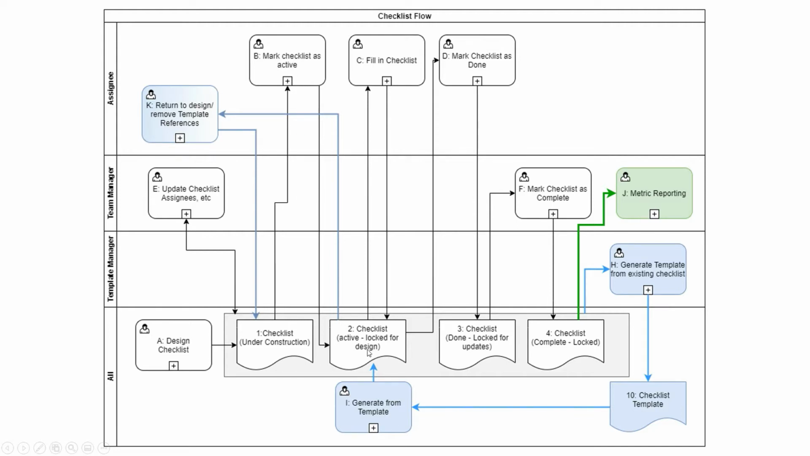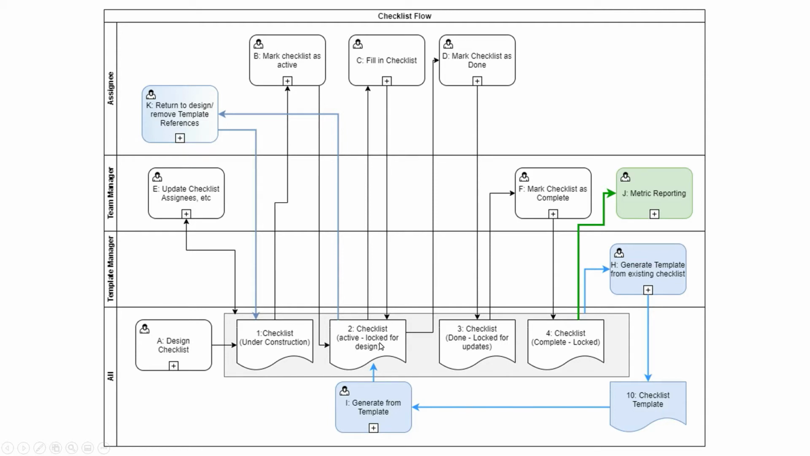When that happens, the checklist gets a status of being active, and two things happen. You can't design the checklist anymore, but it is open up to start entering results under that checklist. So filling out the checklist items and saying which ones passed, which ones didn't. Carry on from that. We can see fill in the checklist. So that's while it's in active mode.